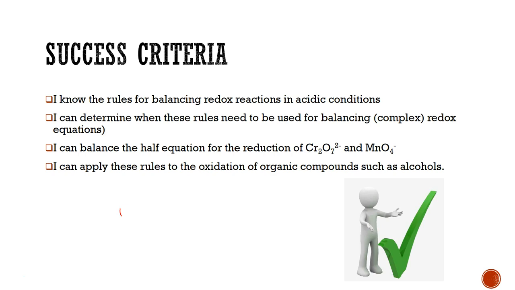So it's a bit of a long one with all the examples, but hopefully you can balance redox equations in acidic conditions. You can figure out whether the rules need to be used or not. So if our compound contains oxygen, you can balance the half equations for dichromate and permanganate because they are really common ones that turn up all the time. And you can now balance an equation for an alcohol through to a carboxylic acid. I challenge you to have a go at seeing how the equations are different when we go from that alcohol to an aldehyde. And we will do more examples in class.